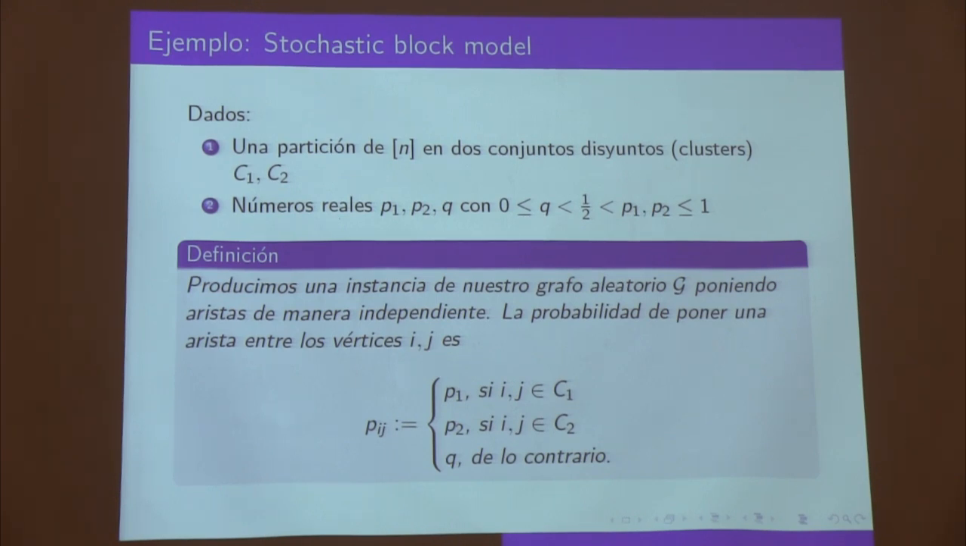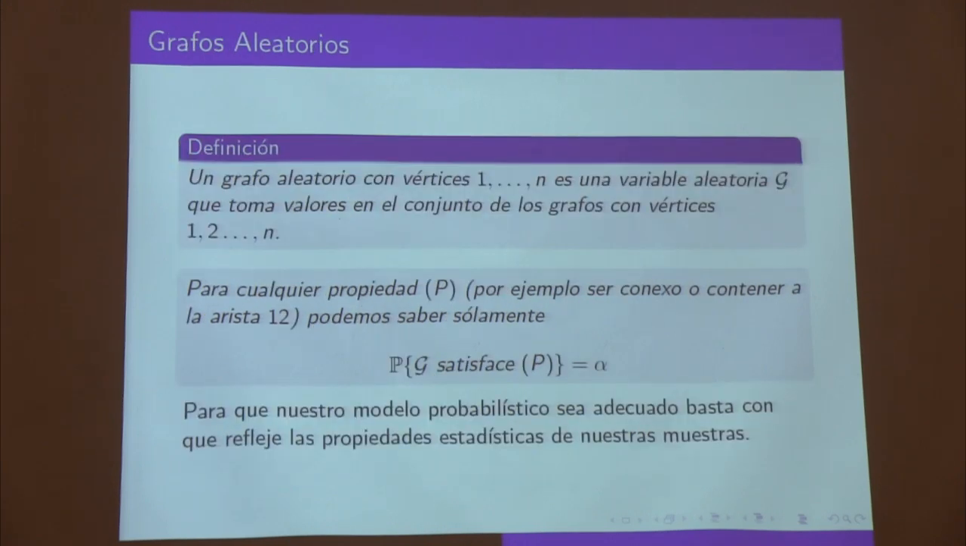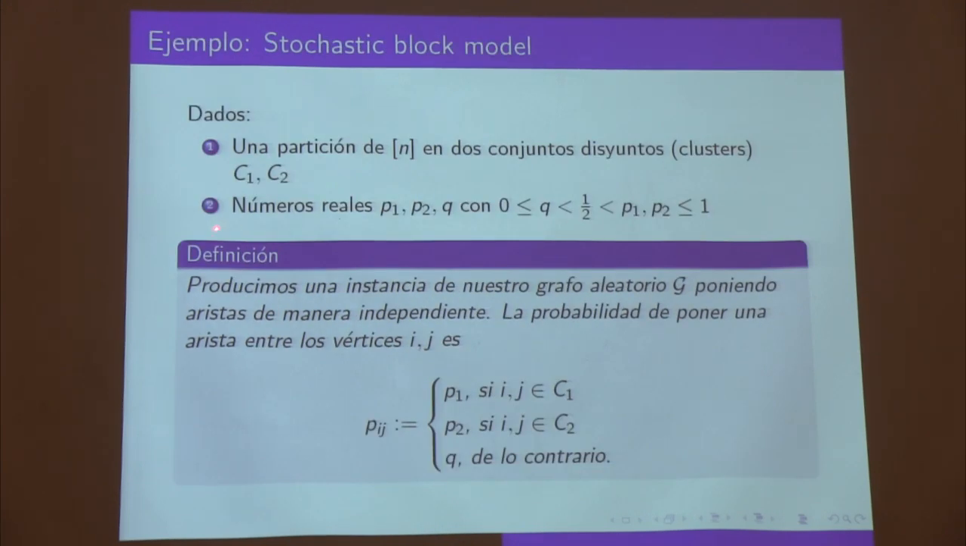Okay? So to do that, we are thinking of graphs with a fixed number of vertices, always n. You have to give me a partition of these n vertices into two disjoint sets, which we will call clusters. Let's suppose the blue points and the red points. I split the vertices into two classes, C1 and C2. And you also have to give me real numbers, P1, P2, and Q, where Q is less than 1/2 and P1 and P2 are strictly more than 1/2.